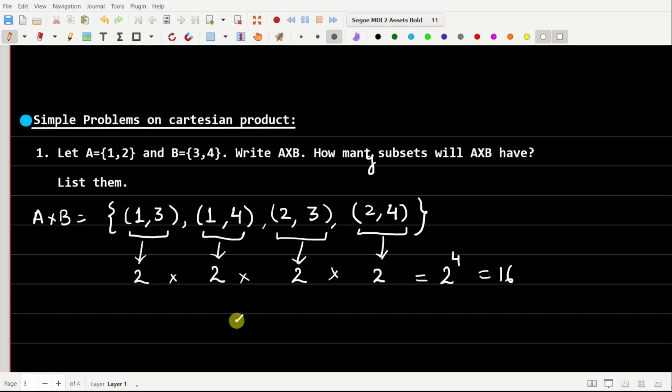So if we generalize, let us say n(A), the number of elements in A, is M, and let us say n(B) is N. Then n(A cross B), the total number of elements in A cross B, will be M into N, right?